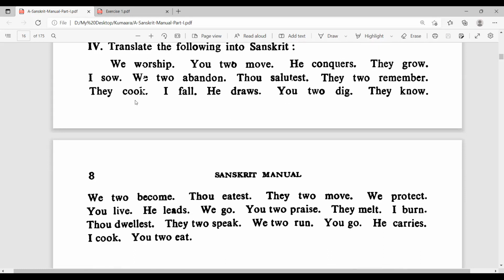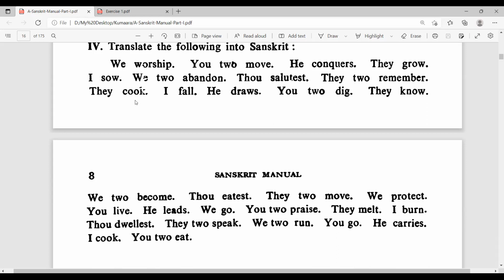The next one is you two move. So charat. It will be Yuvam charataha. Yes. He conquers. Saha jayati. So this is a simple exercise. Like that, the exercise is going to come by saying the English word, and you should remember the Sanskrit sentence, I mean the noun or verb, whatever it is.